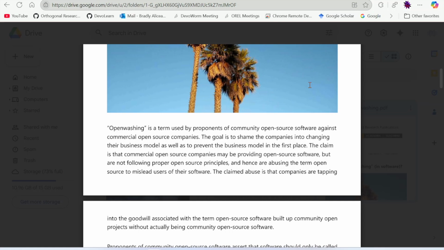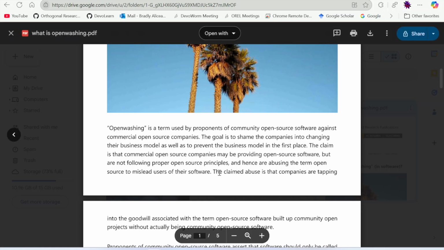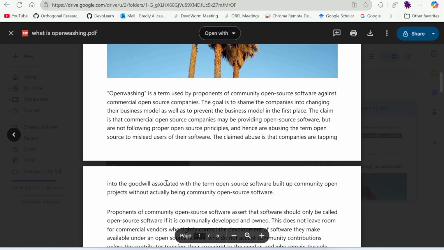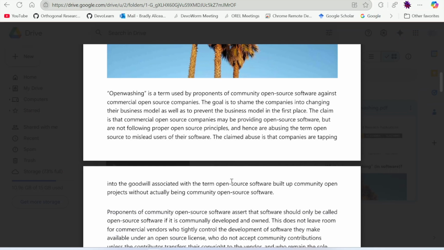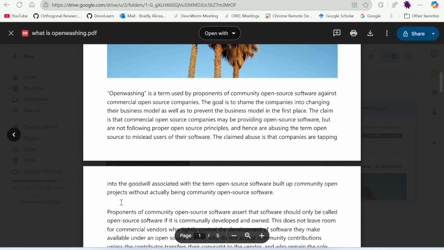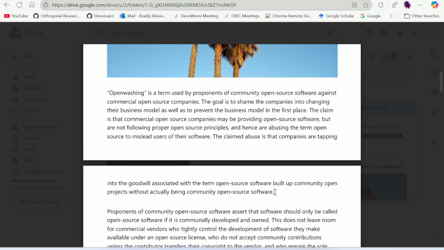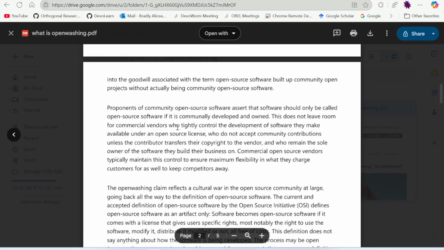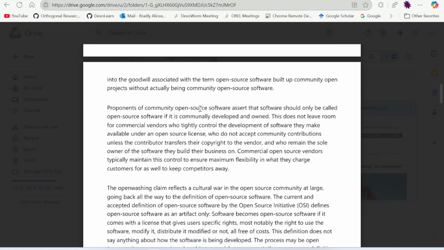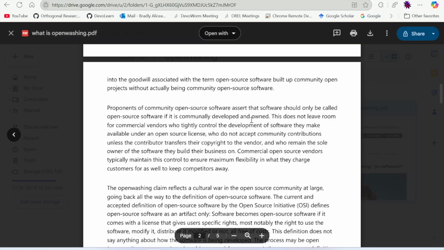The claim is that commercial open source companies may be providing open source software, but are not following proper open source principles, and hence are abusing the term open source to mislead users of their software. The claimed abuse is that companies are tapping into the goodwill associated with the term open source software, built up by community open projects, without actually being community open source software. And so proponents of community open source software assert that software should only be called open source software if it is communally developed and owned.